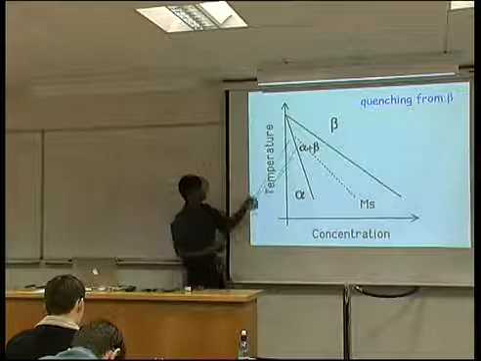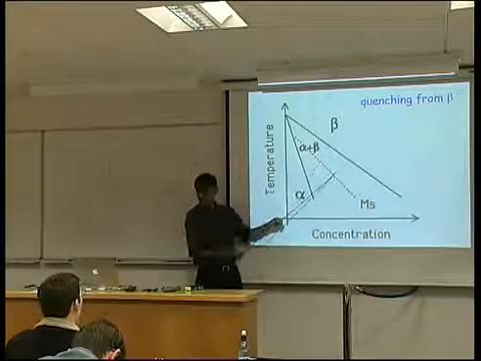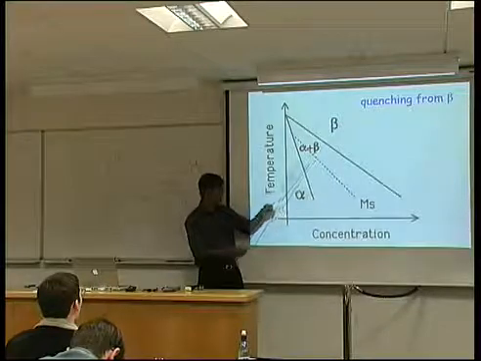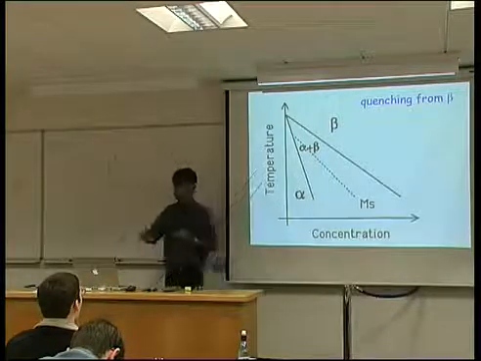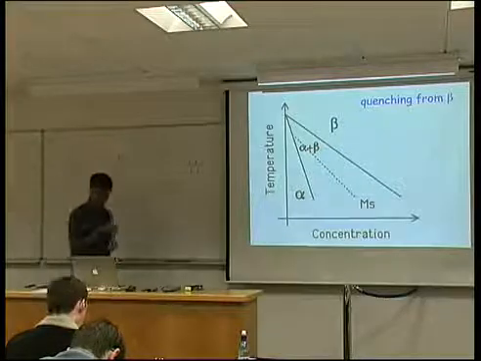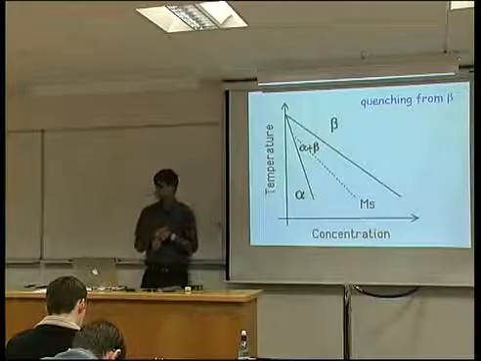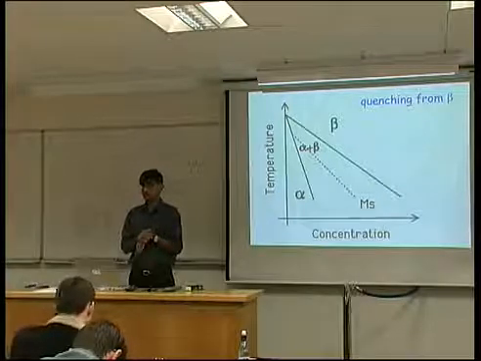But this is the reason why this line is not parallel to this, it's actually suppressed. So Martensitic transformation happens at a lower temperature than equilibrium transformation. So there's no problem in getting Martensitic alloys as well. There is one very peculiar transformation.